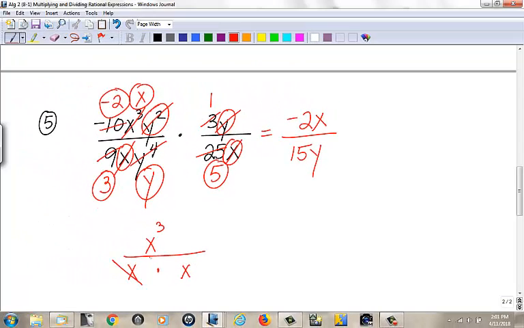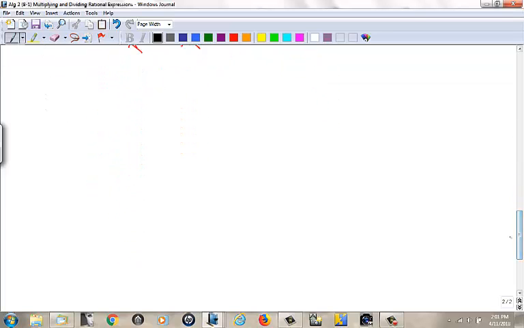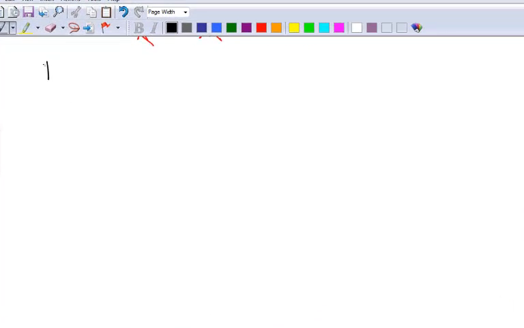I could say this goes, and I'd have an x squared left. And then this goes, and I'd have an x left. You can do them one at a time, but you can also do them together. Okay? I can just do it. It's your choice. Okay. Then on the next part, they're going to change it to division.